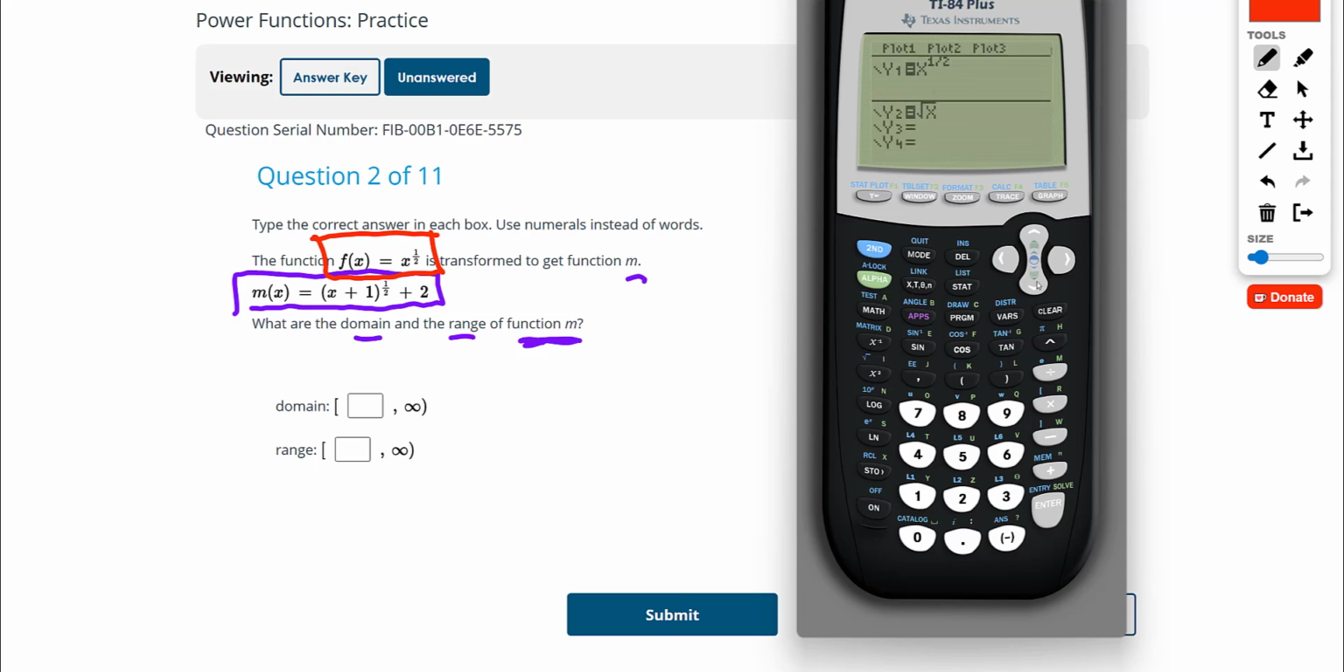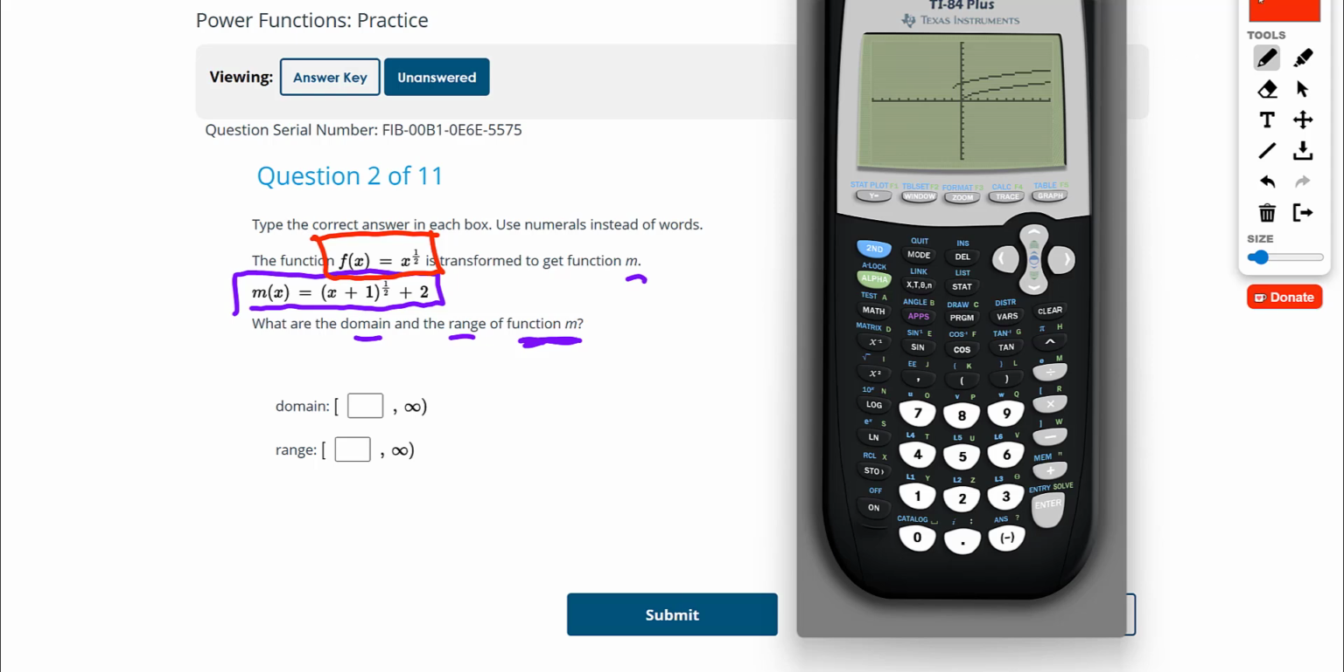So I'm going to go back to y equals. I'm going to clear out this one here. And then I'm going to type in the m function, (x plus 1) raised to the 1/2 power plus 2. If you get a little confused with the shift rules, this is helpful to see. You can tell from the original anchor point at 0, 0 to this other anchor point, we've gone up 2 and left 1. So it starts at the point -1, 2.